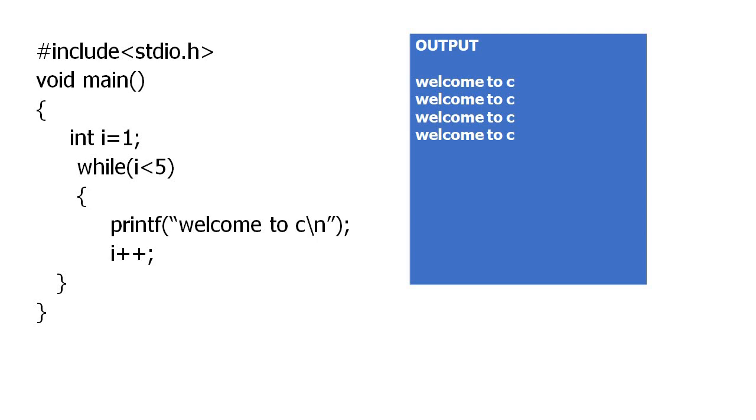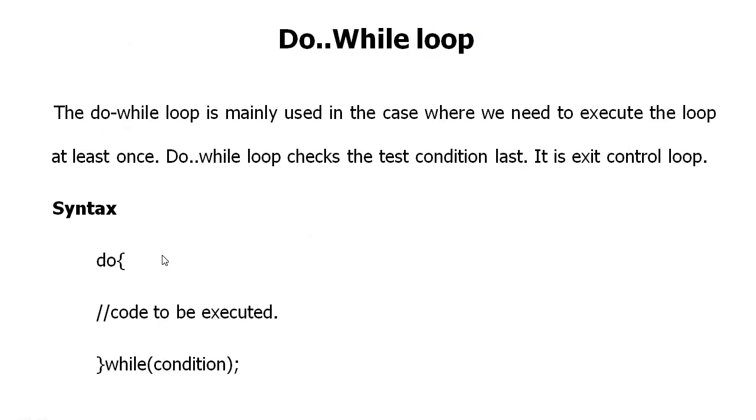And again, I'll enter into the loop and I'll check whether 5 is less than 5. No, 5 is equal to 5. So, the condition is false. So, I'll move out of the loop. So, next one is the do while loop.